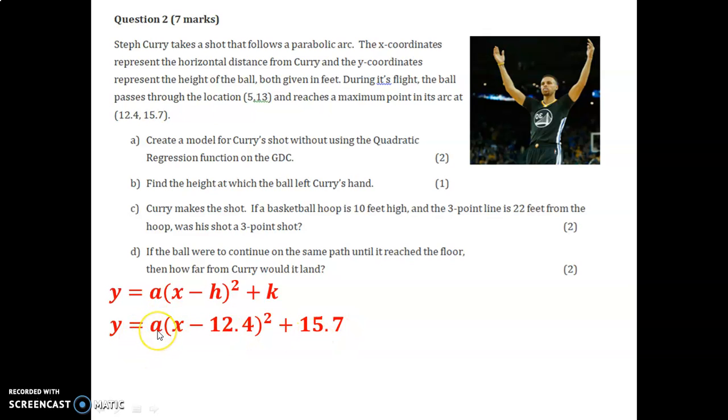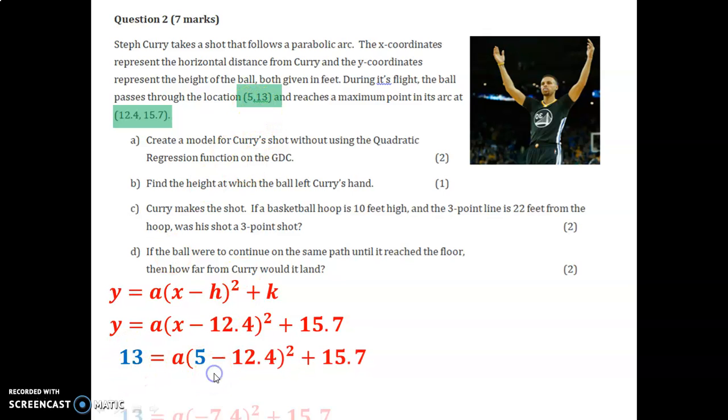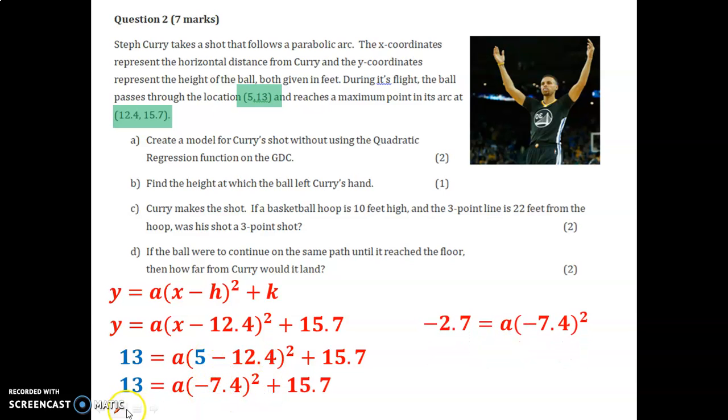Then I need to find out what a is. To do that, I take the other point I know and put it in there. That replaces right here, 13 for the y and 5 for the x. That 5 minus that is this, square that, move the 15 over here to get negative 2.7, then divide by that, and you get your a value of negative 0.05. So now we know the model for his shot is this.